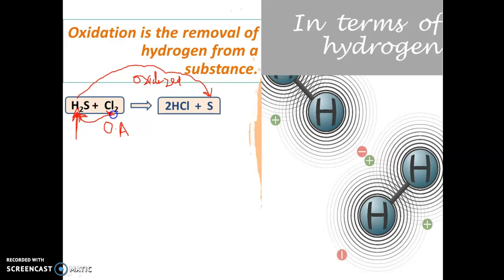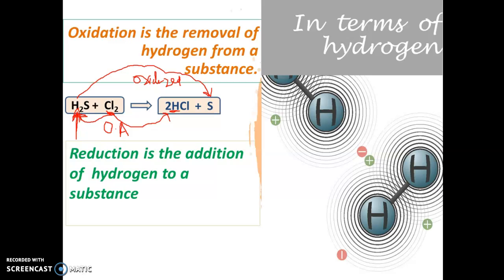Here we're having chlorine gas only, but in the product side we now have that hydrogen has been added to it. The chlorine has now acquired hydrogen, if you can use that word. Why? The hydrogen removed from hydrogen sulfide has now been added to it, and now we have hydrogen chloride. The name of that process, or what we call that process, is reduction. We're going to define it shortly. Okay, here it is. Reduction is the addition of hydrogen to a substance.